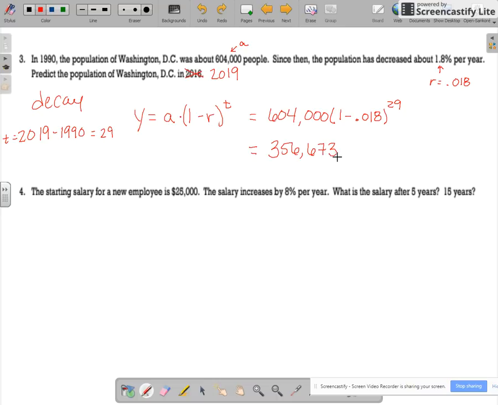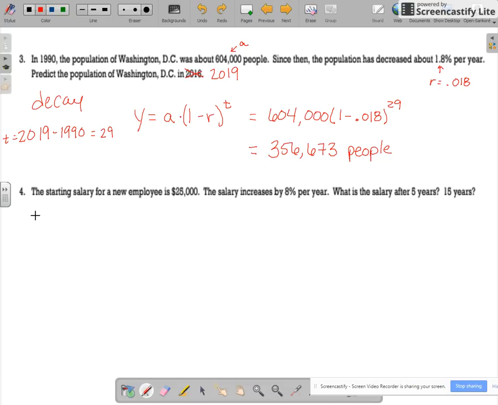356,673. We were talking about population, so we are talking about people. And that's how many people are left as the population of Washington, D.C., or how many we think will be living in D.C. in 2019. Okay? And then lastly, number 4.